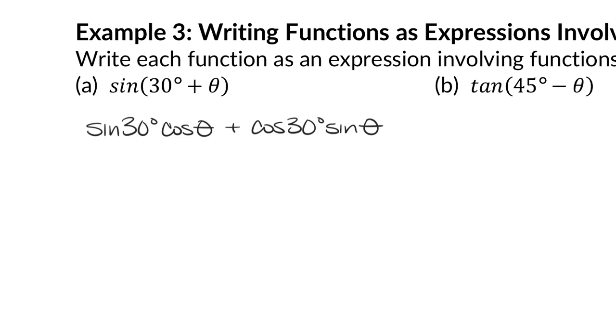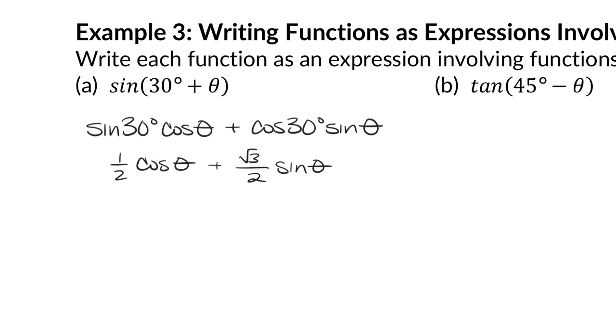With your unit circle, what is the sine of 30? 1/2. So we have 1/2 times the cosine of theta. What is the cosine of 30 degrees? Square root of 3 over 2 times the sine of theta. So look, again, I only was able to evaluate 2 of the 4 from my unit circle.